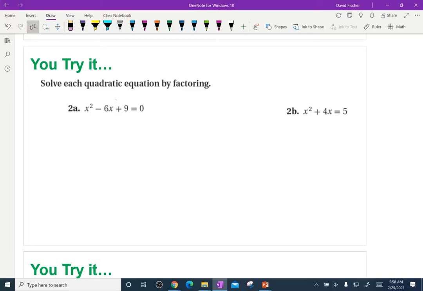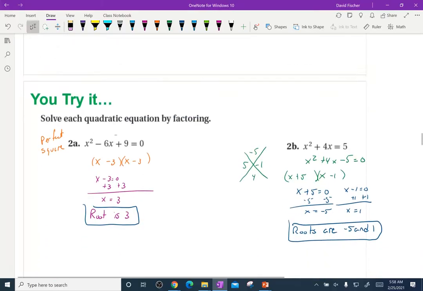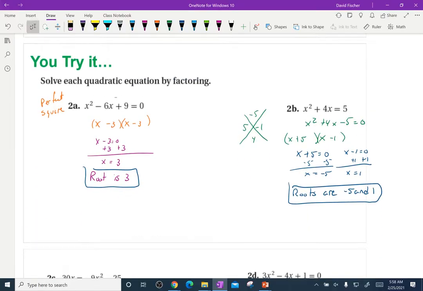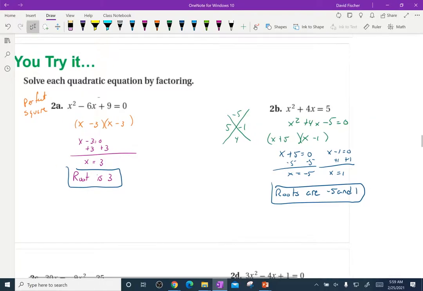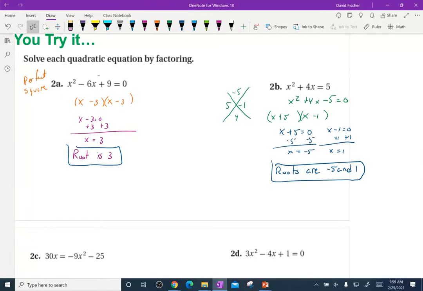All right, let's see how you did on A and B. Did you recognize that that first one was a perfect square? So I got a root of 3 on that one. And then the other one, I had to do some factoring. I got -5 and 1.